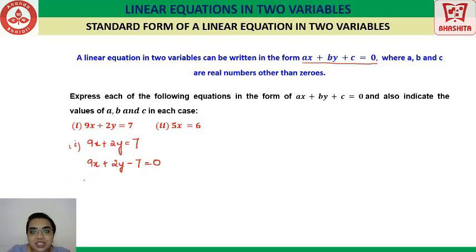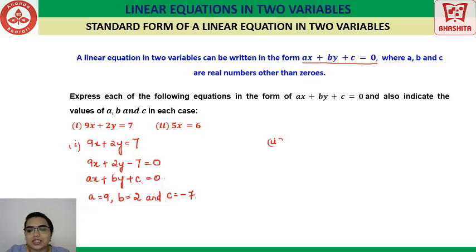Now let us compare it with the standard form ax plus by plus c equal to 0. Can you please tell me the value of a? a is equal to 9, b is equal to 2, and what is the value of c? c is equal to minus 7. Right? Let's look at the next one.